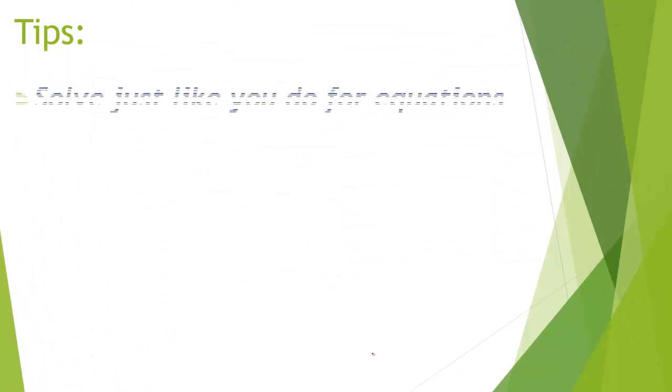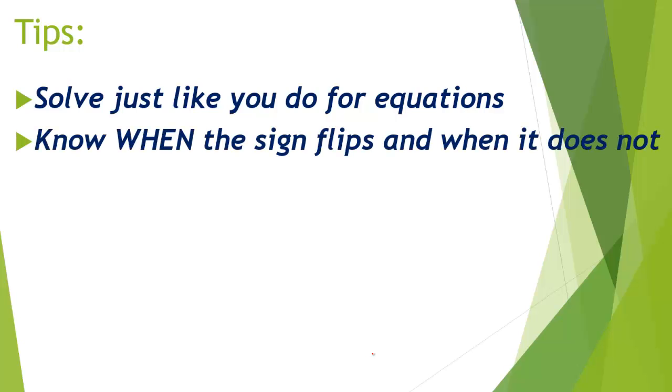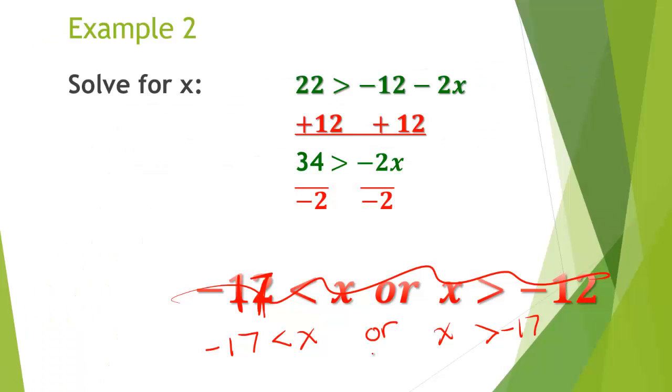Finally, some tips. Solve just like you do for equations. Know when the sign flips and when it does not. That's basically it. And if you're rewriting your answer and it's confusing to you, then just leave it the way it is in the original problem. So like if I went back to here, leave this as your answer and that's fine.